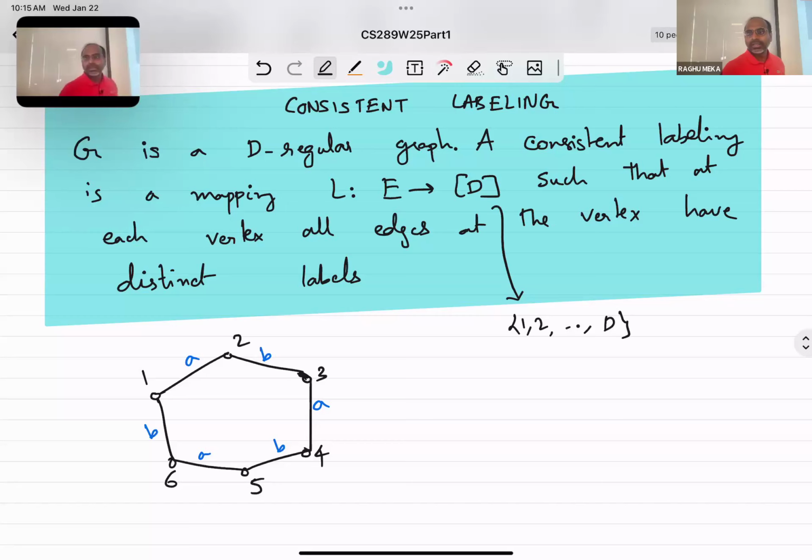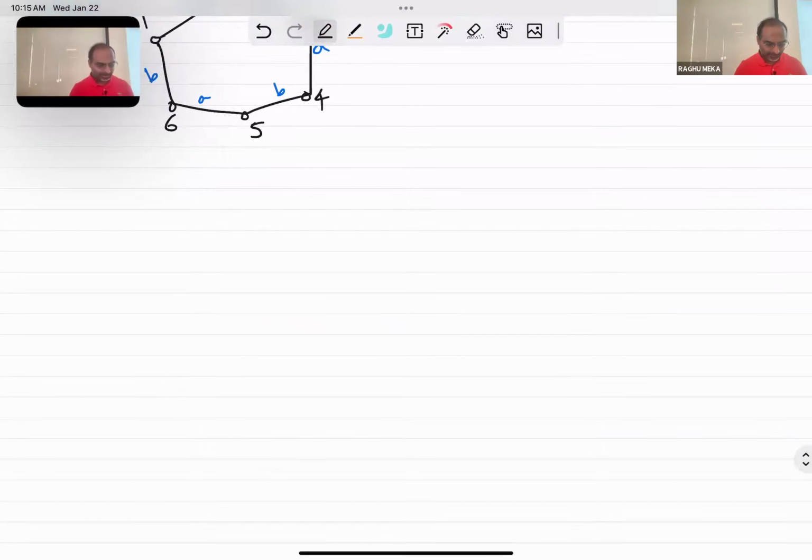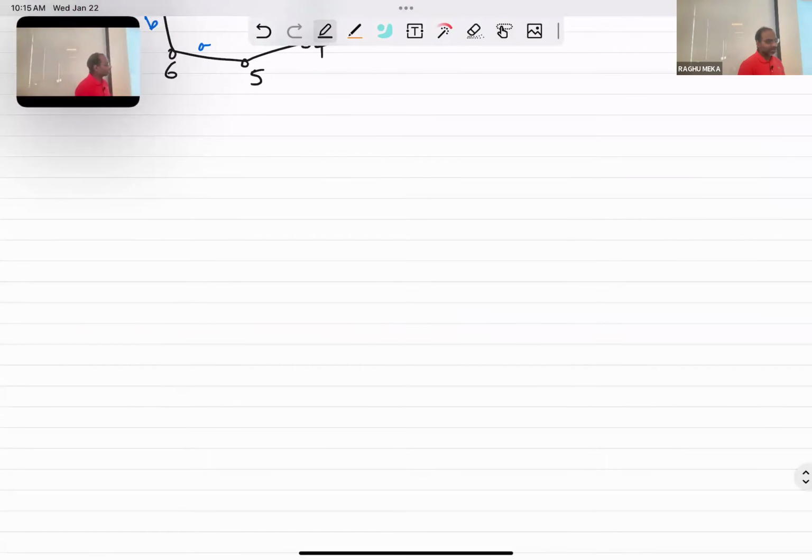All right. Any questions about this? So I'm just saying I want a labeling of the edges so that at every vertex I have distinct labels, and I basically use the degree of the graph as the number of labels that I have. Okay, so now what is the zigzag product? How do you define it? I'll first draw some pictures and then define it formally. To define it formally, we need a slightly more complicated definition of consistent labeling.